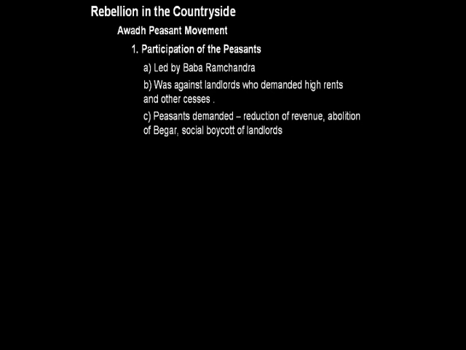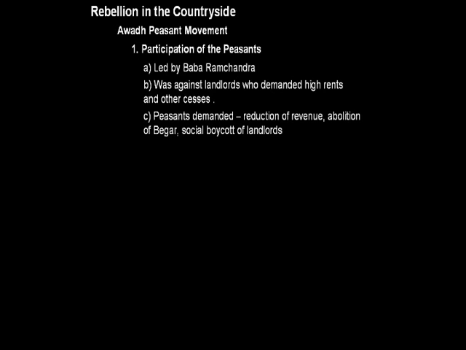The main demands of the peasants were reduction of revenue, abolition of begar, which I have already discussed in other sessions, and social boycott of landlords. Here again one interesting thing: in various parts of Awadh, Nai Dhobi Bandhs were organized. Now it is very interesting. What was this Nai Dhobi Bandh?